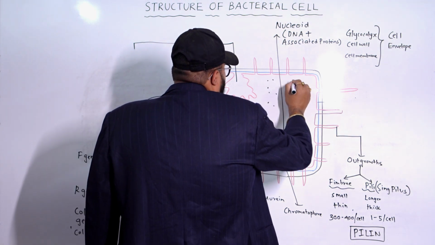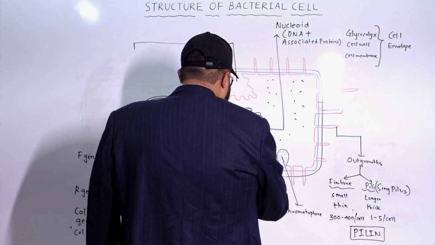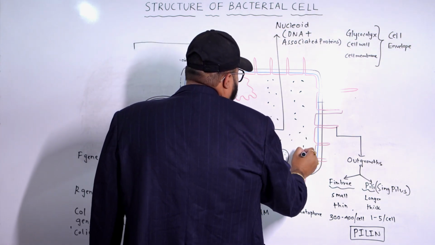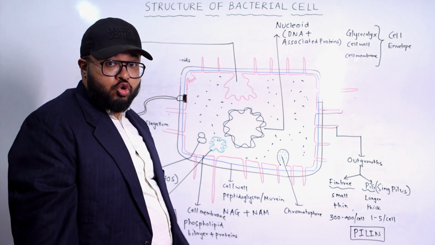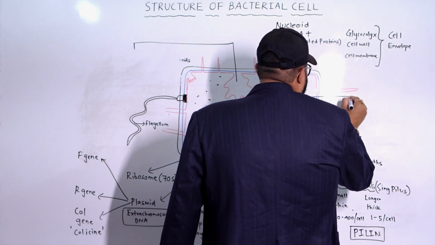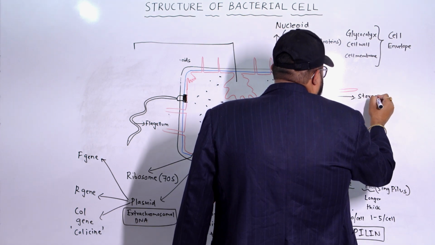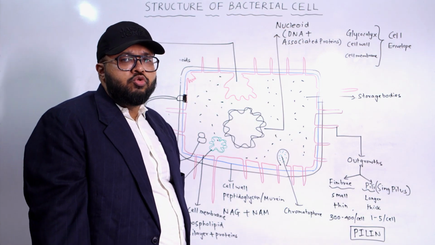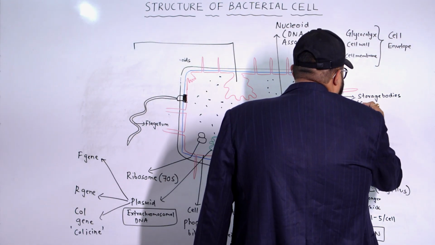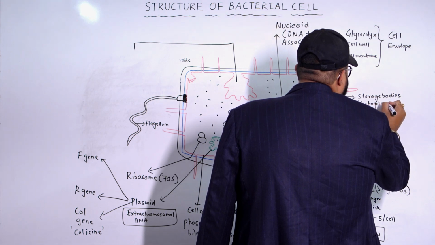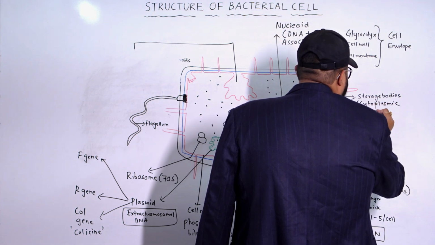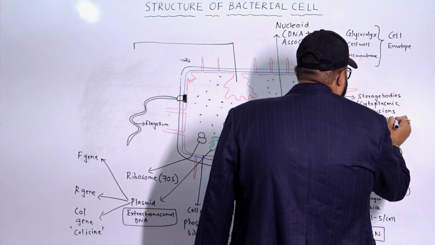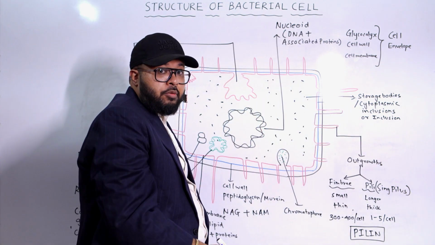Storage bodies are present in the cytoplasm. They store reserve food material. So these are the storage bodies. Storage bodies are also known as cytoplasmic inclusions or inclusion bodies, because they are included within the cytoplasm.